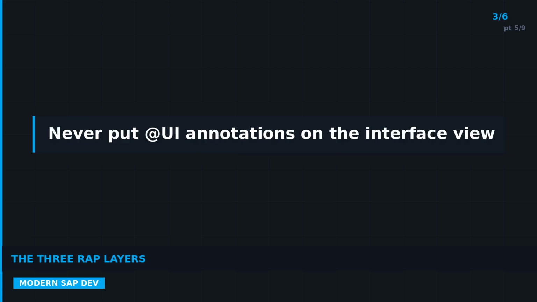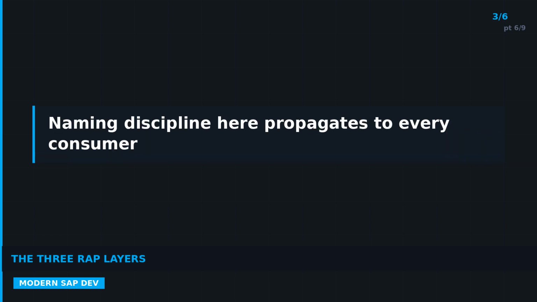2 things beginners miss in the BDEF. Lock master. Without it, 2 users can edit the same order simultaneously and one silently wins. An authorization master. This is where you hook in your authority checks. Omit it, and every user can do everything. Both omissions compile cleanly and misbehave in production. Lock master is required, it prevents silent overwrites. Authorization master, always.